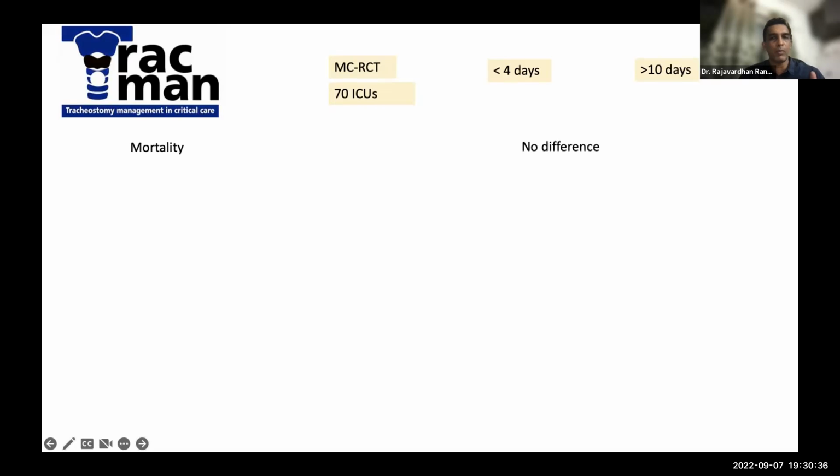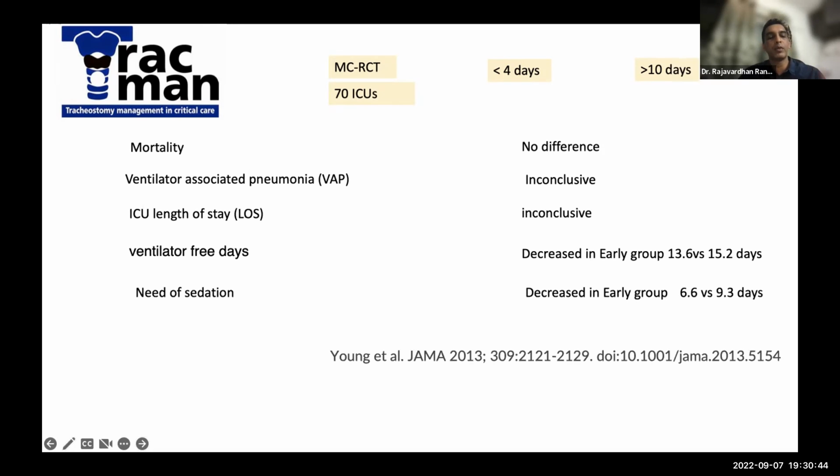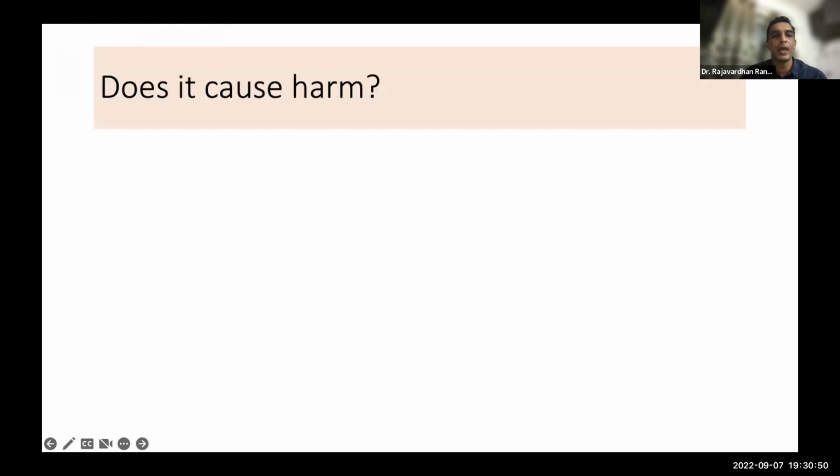They found that there was definitely no difference in mortality. VAP, as usual, was inconclusive. ICU length of stay was also inconclusive in this. But the important thing is that ventilator-free days were more in the early group and the need for sedation was less in the early group. Okay. So I understand this will cause some benefit.